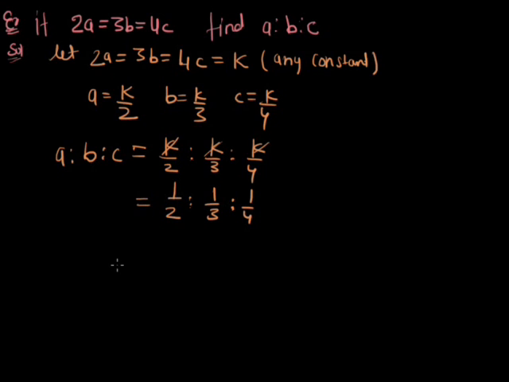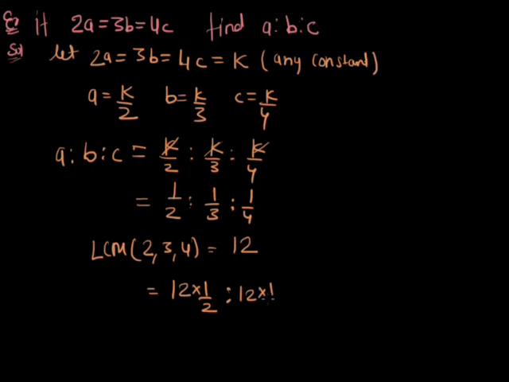Or we can also convert it into simplest form. To convert this, find the LCM of the denominators 2, 3, 4. It is 12, so multiply these by 12. 12 into 1 by 2 is 6, 12 into 1 by 3 is 4, 12 into 1 by 4 is 3. So it is 6 is to 4 is to 3. This is the required answer. Okay, let's solve another problem.